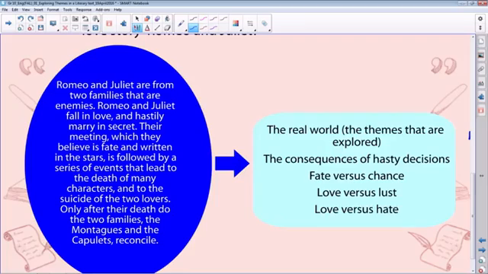How does that relate to my world? And those, the issues that relate, those are the things that become the themes. So what do we have? We have the consequences of hasty decisions.